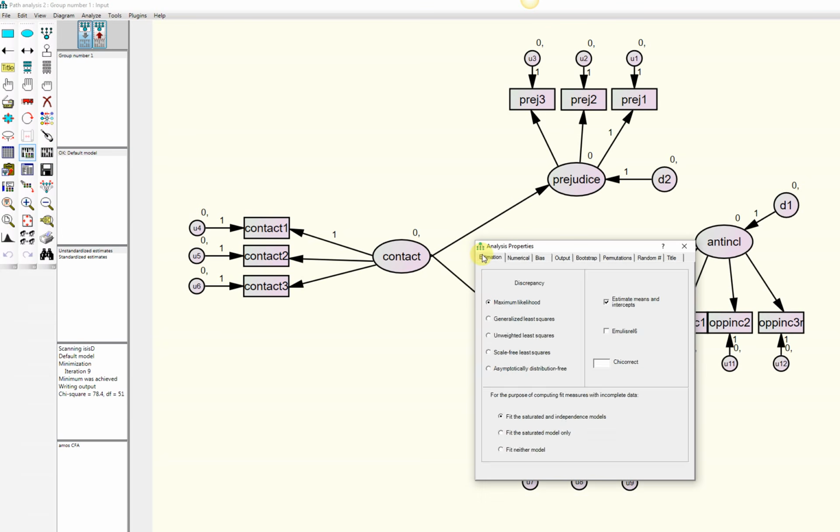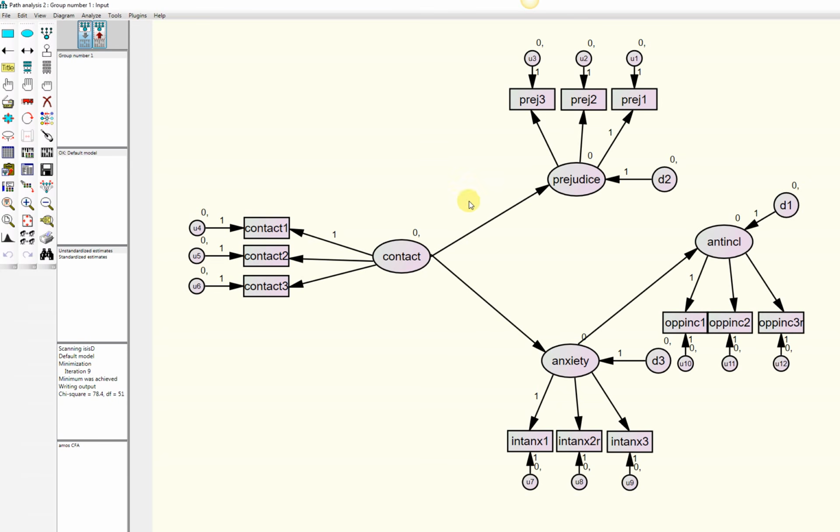Other possibilities in terms of model modifications: one possibility might be, let's see if this error term might be related to this error term. We could certainly model that as well and test it. I have no theoretical reason why that should be related, but you can specify possible relationships among error terms within your model as well.